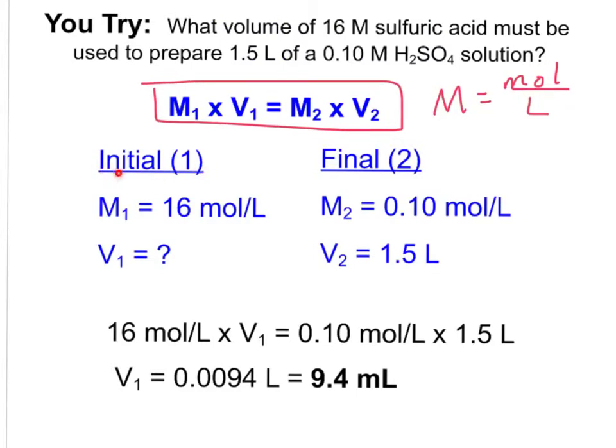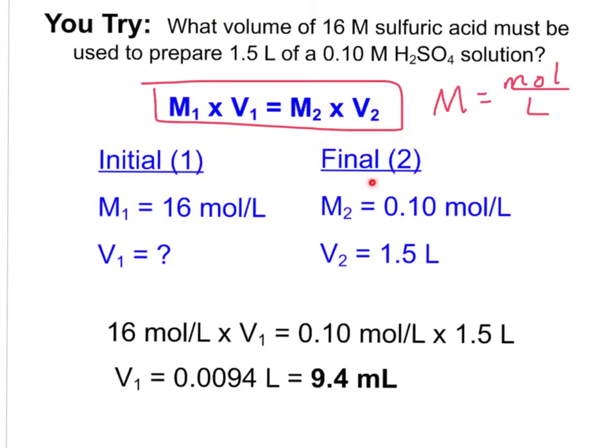I always like to write down what I know first. So initial, what is our initial solution? Well, we have the molarity of the 16 molar sulfuric acid initially, right? That's our initial 16 moles per liter, 16 molar. And we don't know the volume. We want to know what volume we want to use of that. I'm not sure how much I'm going to take of this yet.